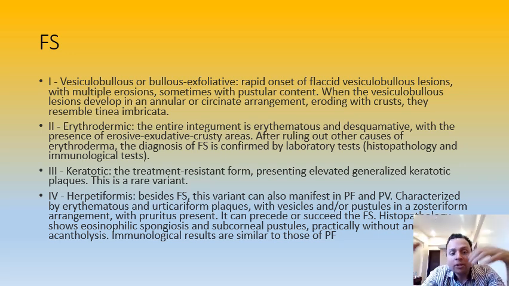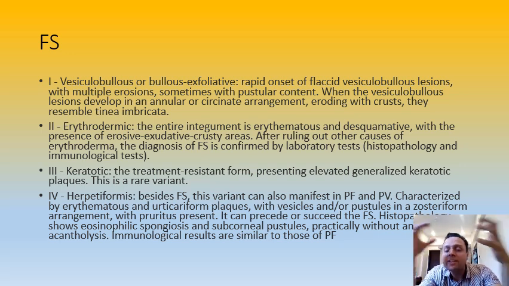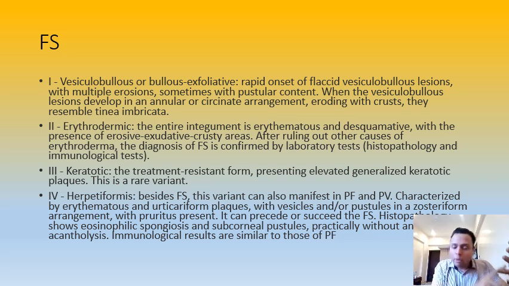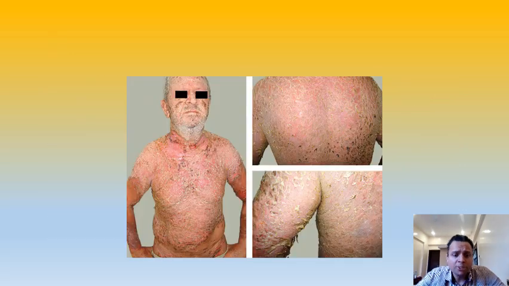After ruling out other causes of erythroderma, the diagnosis of FS is confirmed by laboratory tests. We know histopathology and immunology. Keratotic is the third variety. So they have the vesiculobullous variety, the normal variety. Second is the erythrodermic variety. Third is keratotic, and fourth is the herpetiform. Keratotic means there will be large keratotic plaques. Okay, so these are the 4 varieties of presentation of Fogo selvagem.